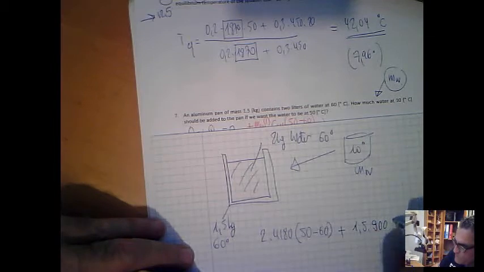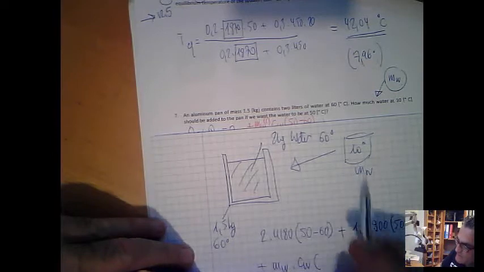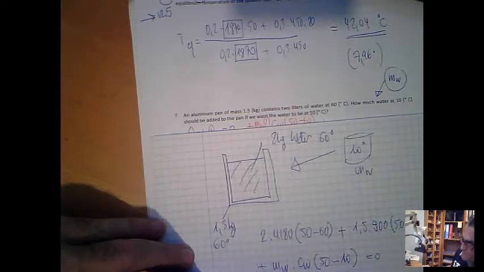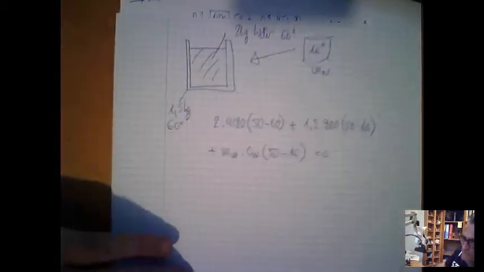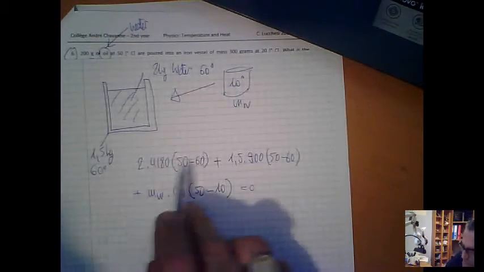The C of the aluminium is 900, and it's also going to go from 60 degrees to 50 degrees. And then we have this mass of the water that we need to add times the C of the water. And this water is at an initial temperature of 10 degrees, and the final temperature should be 50. Do we agree with this equation now? Oh, you don't even see it well. Do we agree with that? Is this okay now? Okay. So now we have that.